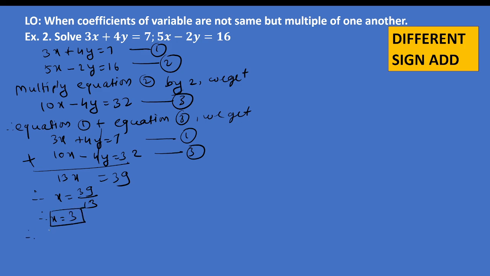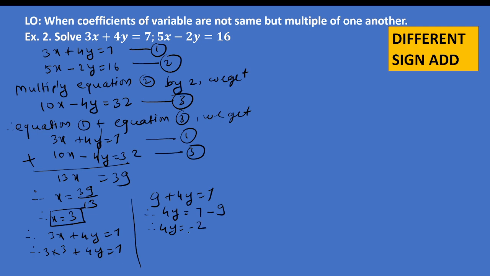So therefore, to get the value of y, I'm going to use the first equation, 3x plus 4y equals to 7. So when I'm putting the value of x equals to 3, let's see what we are going to get here. It's 9 plus 4y equals to 7. Therefore 4y equals to 7 minus 9, which is 4y equals to minus 2. Therefore y equals to minus 2 divided by 4, which is y equals to minus 1 by 2.